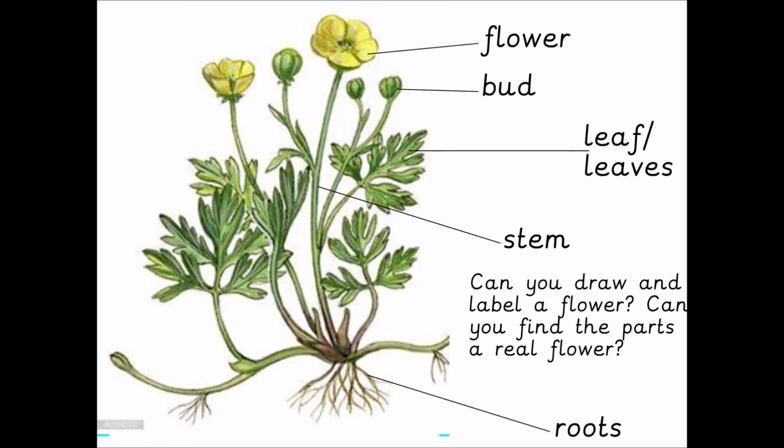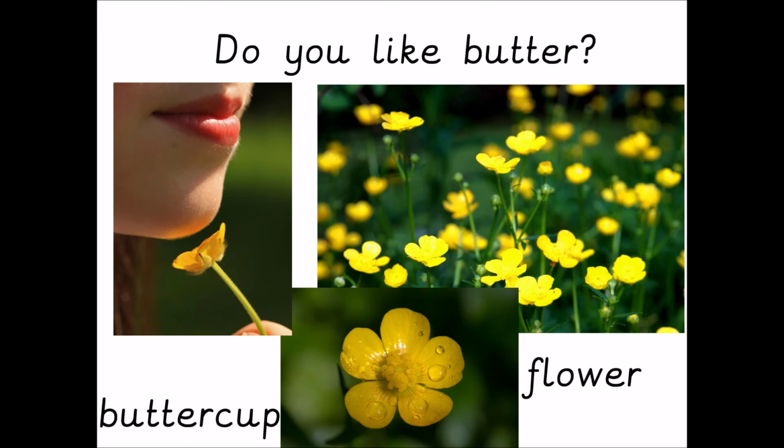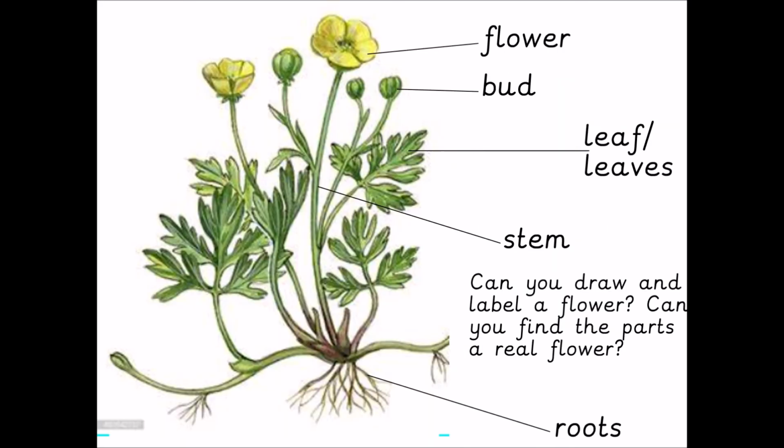So, this is a buttercup. Now, buttercups, as you can see here, are a type of plant with a yellow flower. They grow in parks and gardens. So when you're out on your walk with family, you might spot some that you can have a closer look at. And you can see here that the main parts of the buttercup are the flower, the bud, the leaf or the leaves, the stem and the roots.